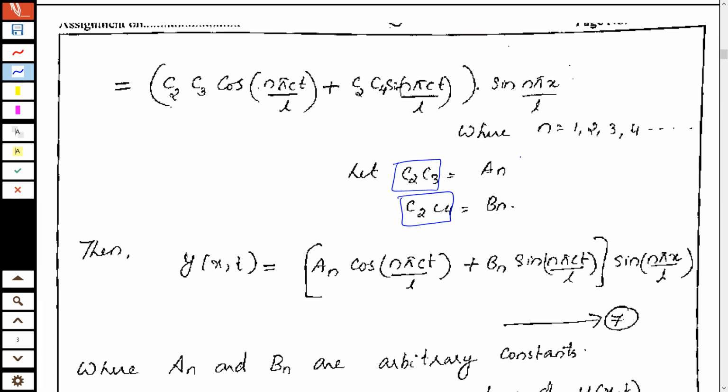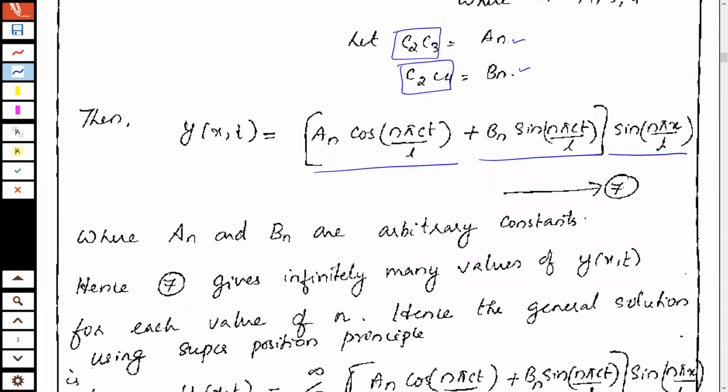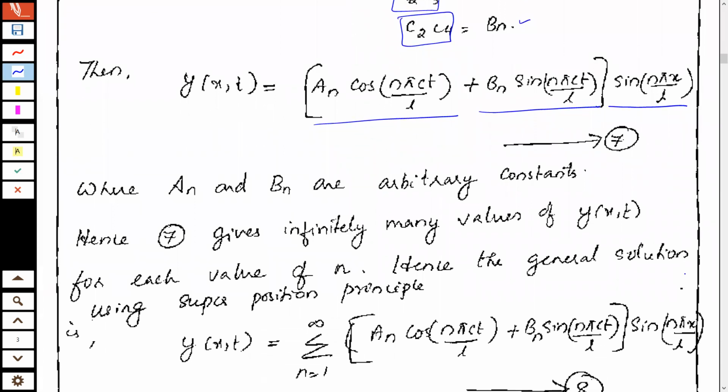We call it An because for different values of n, these constants change. Therefore, corresponding to n, this constant also changes. That's why we have denoted it by An and Bn. After this substitution, the solution reduces to y(x,t) equal to An cos n pi Ct by L plus Bn sin n pi Ct by L, into sin n pi x by L, where An and Bn are arbitrary constants. Still, we have two more arbitrary constants.